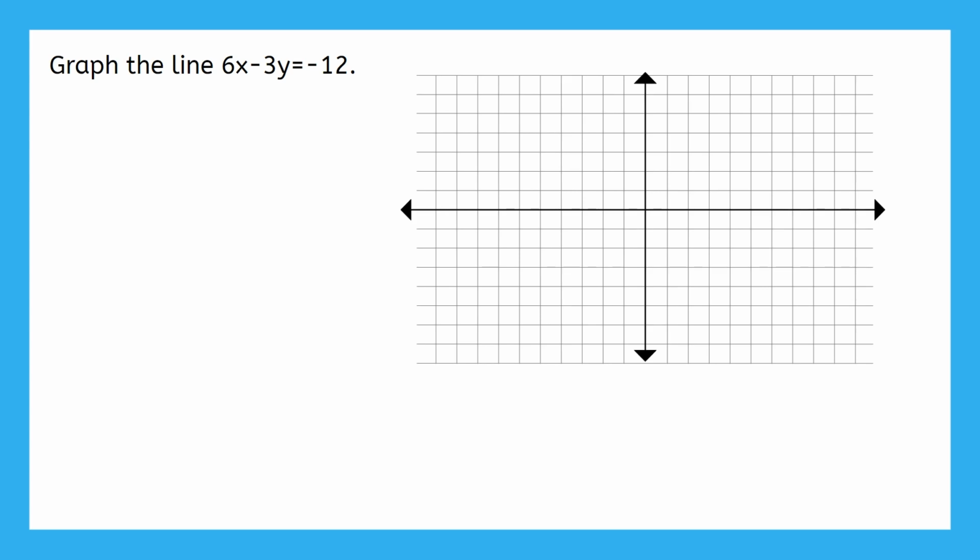Graph this line by finding the x and y intercepts. Remember to substitute 0 for y to solve for the x-intercept, and substitute 0 for x to solve for the y-intercept. Then, put those points on a graph and sketch in a line to connect them. Pause the video now and work through this on your own.